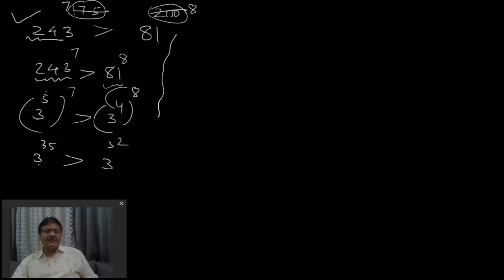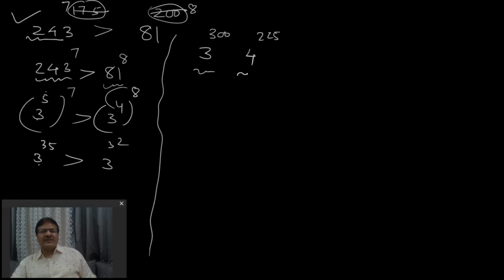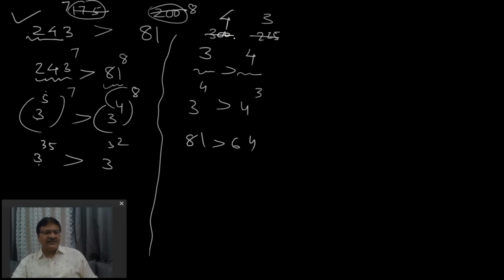So this way we can compare by cancelling the common terms. This is the way. See one more question: 3 power 300 and 4 power 225. Again we have to compare which one is bigger. So can I cancel by 5 these two, right? Yes. Guys, you can cancel directly by 75, not by 5. You are not kids. 75 4 za, 75 3 za. So it's 3 power 4 and 4 power 3. Guys, this is 81, this is 64. This one is greater, it means this original one is greater, 3 power 300. Is that clear?